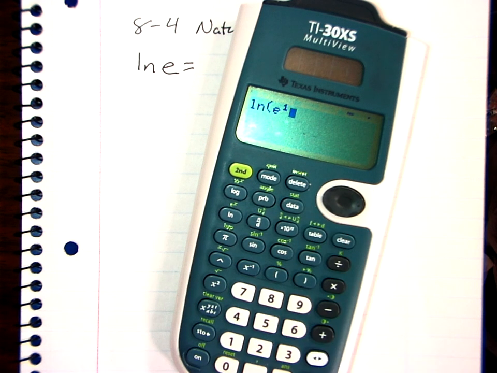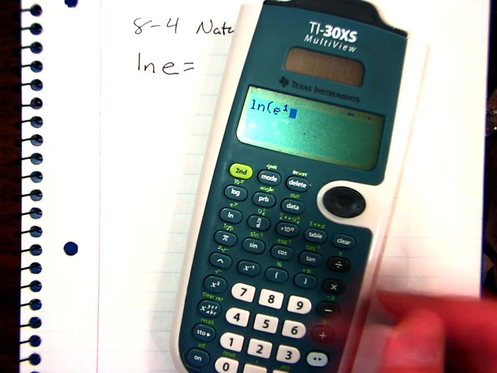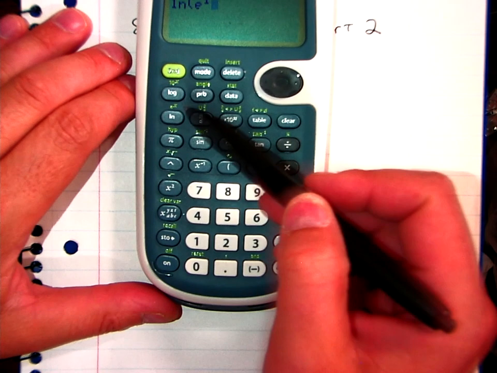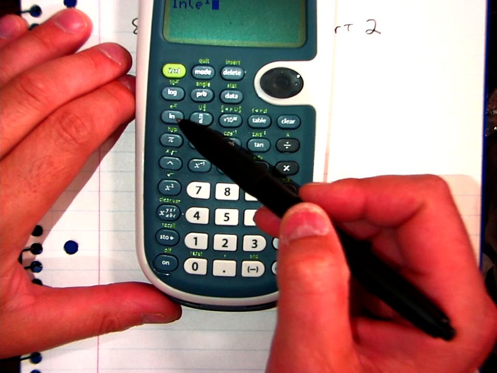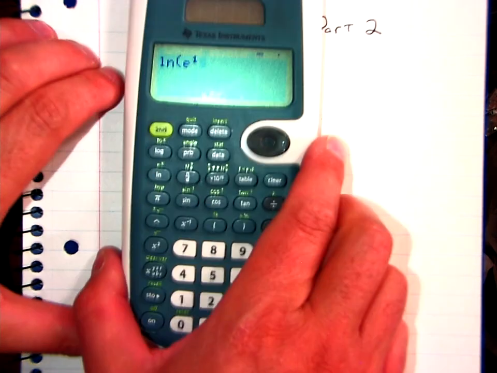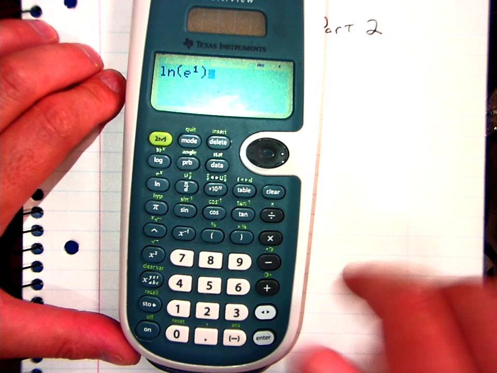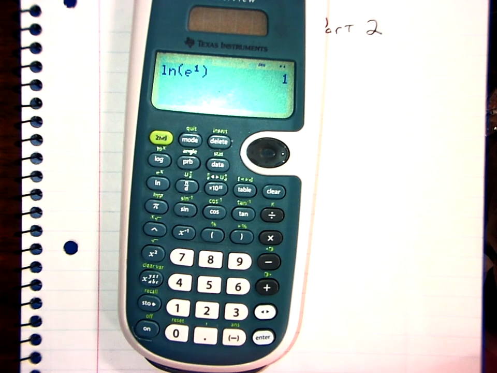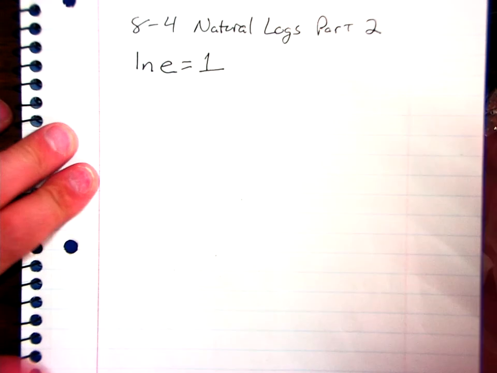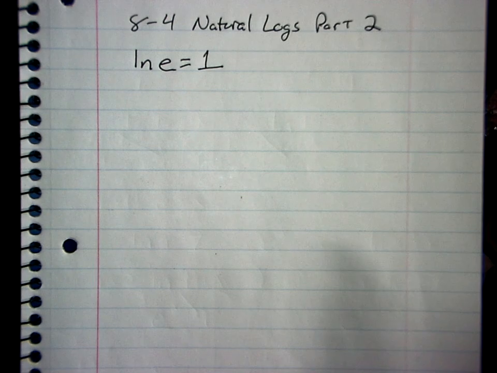All right, if you look right here, see above LN? Above LN it says e, so hit second LN. I need to close my parentheses and then hit enter. And what does it say? 1. That would be very good to know for today.